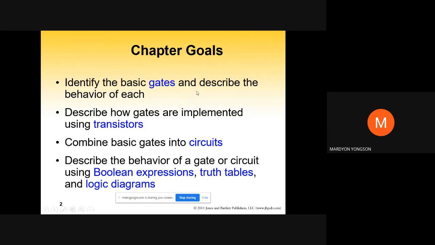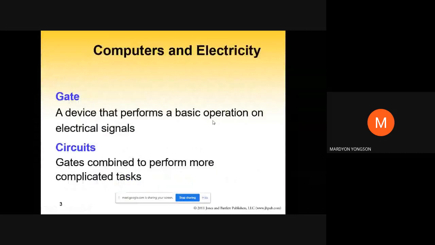And so, ang pinaka-importante dito sa chapter na to, yun, na kailangan natin ma-identify magiging Boolean expression, truth tables, and logic diagrams. And first, we define the terminologies used in this chapter. So first, we have a gate. So yung gate, a device that performs a basic operation on electrical signals.